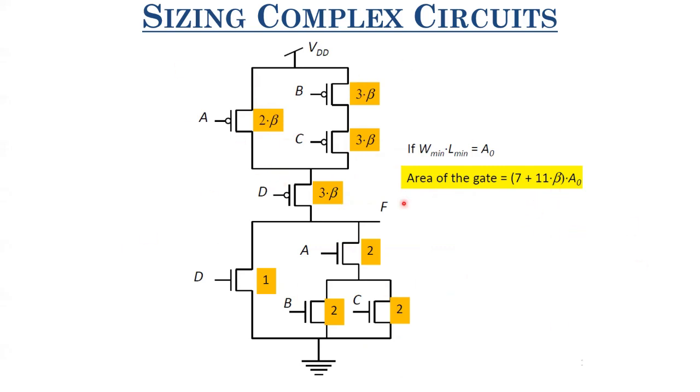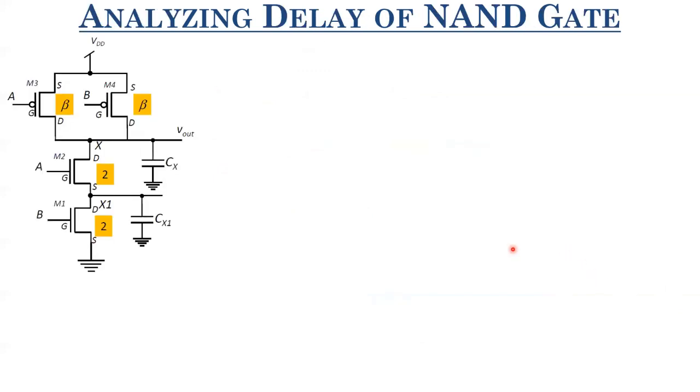So this is how you size even complex circuits. You look at the worst case, find the equivalent resistance, and ensure that the equivalent resistance of the worst case is equal to R equivalent 0. The other ones you can size so as to ensure the constraint that the R equivalent of the best case should also be less than R equivalent 0. That is how you do it. Now once we know the sizing of these circuits, let us go ahead and analyze the delay of these circuits. Let us look at the delay of the NAND gate first.